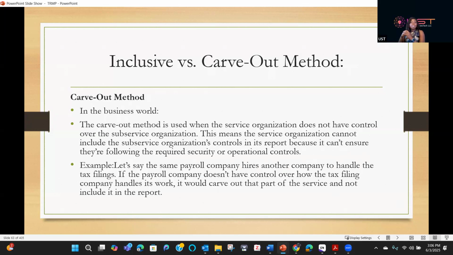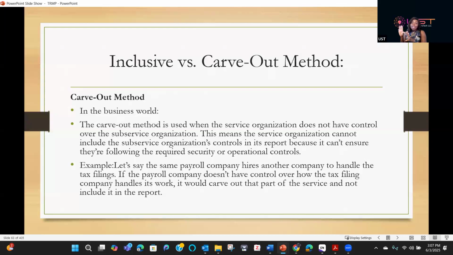This means that the service organization cannot include the sub-service organization controls in a report because it cannot ensure they are following the required security or operational controls. Let's say the same payroll company hires another company to handle the tax filings. If the payroll company doesn't have control over how the tax filing company handles its work, it will keep out that part of the service and not include it in a report.